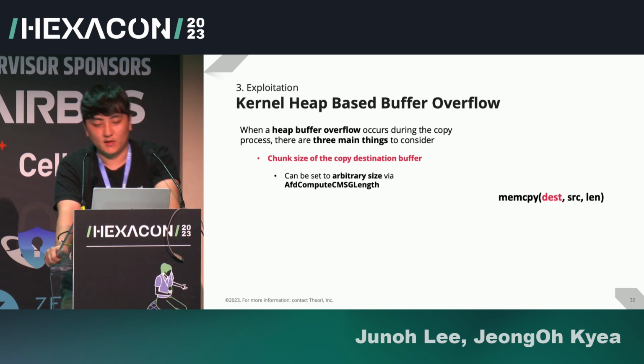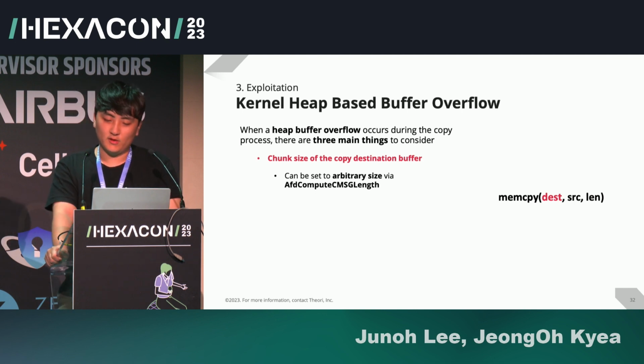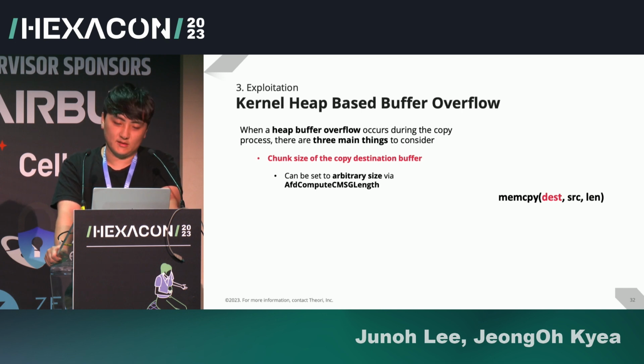It may be obvious, but the first thing is the size of the copy destination buffer. Unlike other heap allocators, such as the glibc heap allocator, where chunks of all sizes are allocated in one place, the Windows kernel heap allocator, such as LFH, only places chunks of the same size in one place. That is why we must take this condition into account. Fortunately, in the case of this vulnerability, we are relatively free from this condition because we can allocate a heap buffer of a size we specify at AFD compute CMS length and use it as a copy destination buffer.